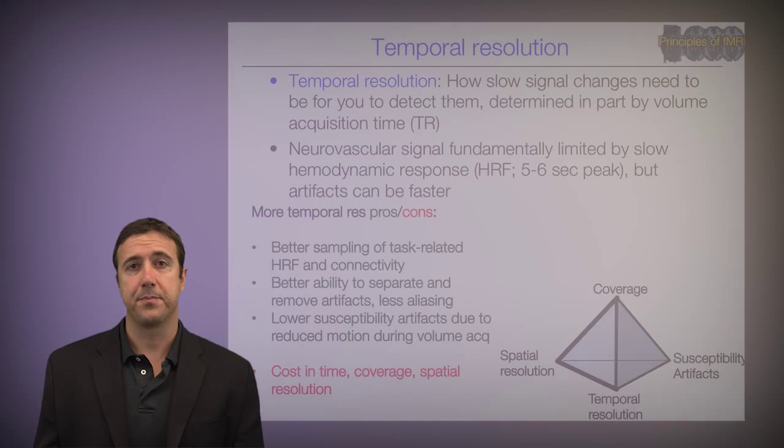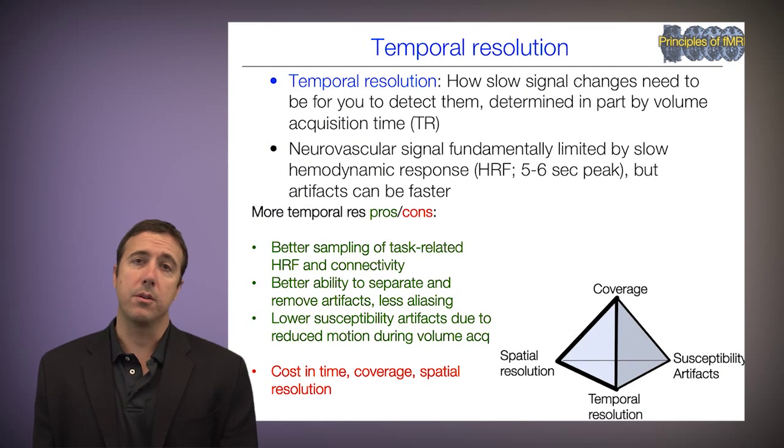This is determined in part by the TR, or the volume acquisition time. There's a fundamental limitation here too, which is the slow hemodynamic response, which rises slowly and peaks at about 5 to 6 seconds, as we've seen. However, artifacts can happen much more quickly, related to movement or heartbeats, etc., in the brain, and so there's some value also in sampling quickly to separate out the artifacts from the real signals.